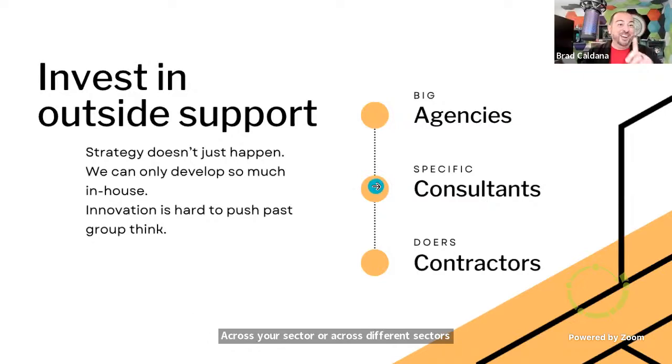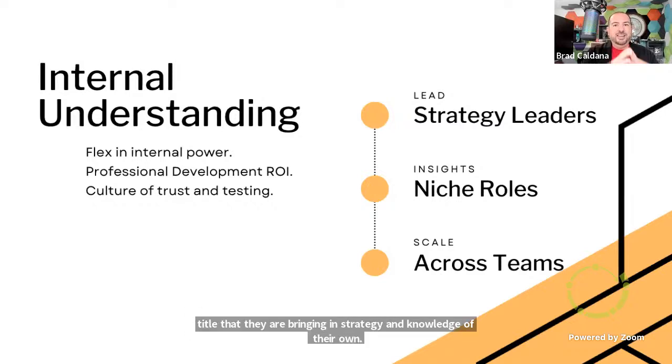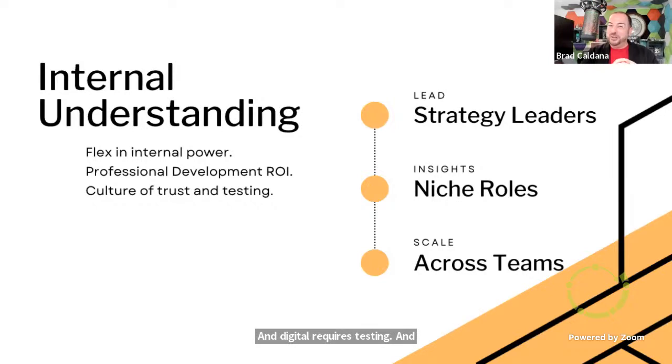Yeah, that's a big piece not to miss there, right? That wide experience. Thank you for remembering that point. And then internal understanding, flex your internal power, professional development ROI, get a return on the professional development, right? Have folks in-house, create a culture of trust and testing, right? So what I mean by that is creating a culture of trusting that your internal team can help lead on strategy, maybe even folks who don't have the director title or manager title, that they are bringing in strategy and knowledge of their own. And digital requires testing, and testing will fail. That's why we call it testing, so that we can test to see what will or won't work, right?